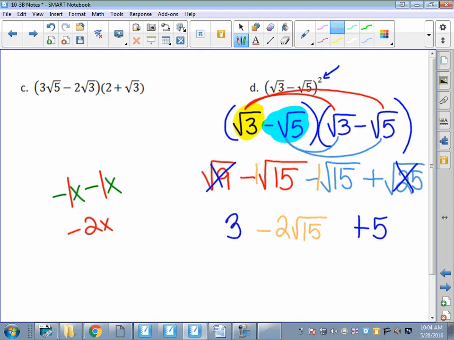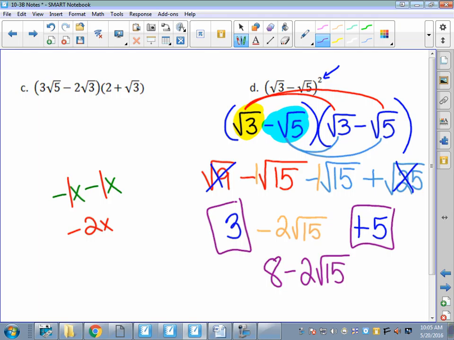My last set of like terms I can combine. I could do a 3 plus a 5. So my final answer will be 8 minus those 2 square roots of 15. Those two middle terms are a little bit tricky. Watch out for those. Remember, there's always a 1 out in front. If you need to think of it in variable terms before you think of it as radicands, go ahead and do that.